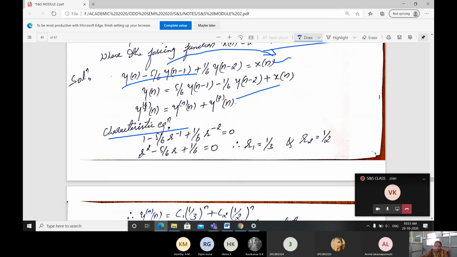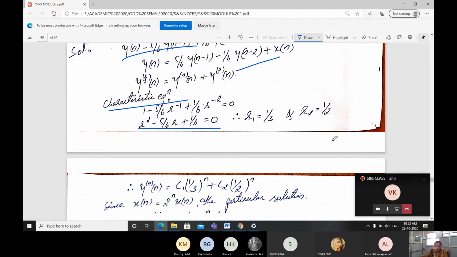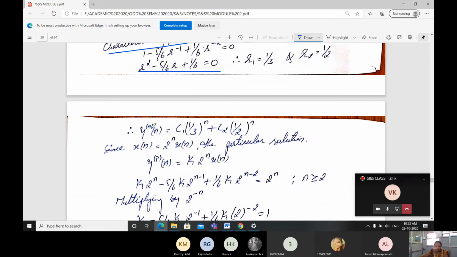Then by using your calculus you can operate this. You will get the roots as r1 is equal to 1/3 and r2 is equal to 1/2. Therefore, the natural response is going to be y_n of n equals c1 (1/3)^n plus c2 (1/2)^n.